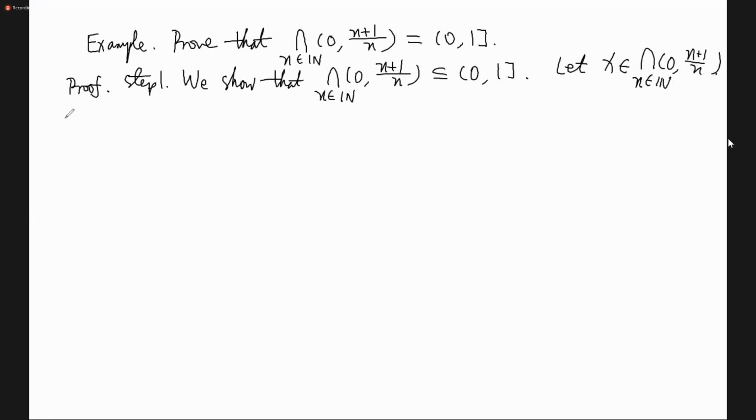Okay, since x is in the intersection, then we know that x is greater than 0 and less than (n+1)/n for all n in the natural numbers. So in particular, x is greater than 0. So the key is to prove x is less than or equal to 1. So how to prove x is less than or equal to 1? We want to prove by contradiction.